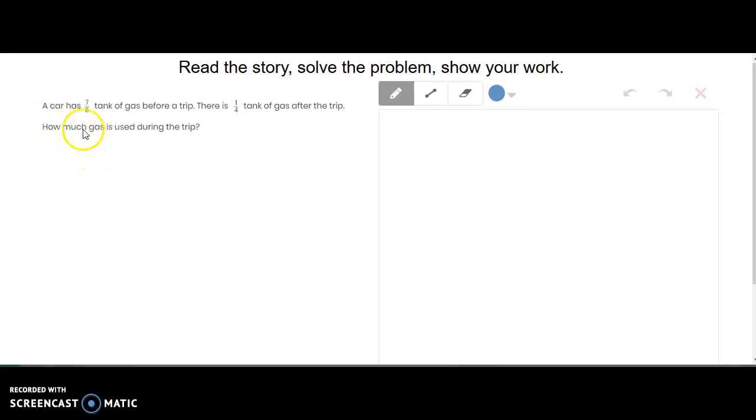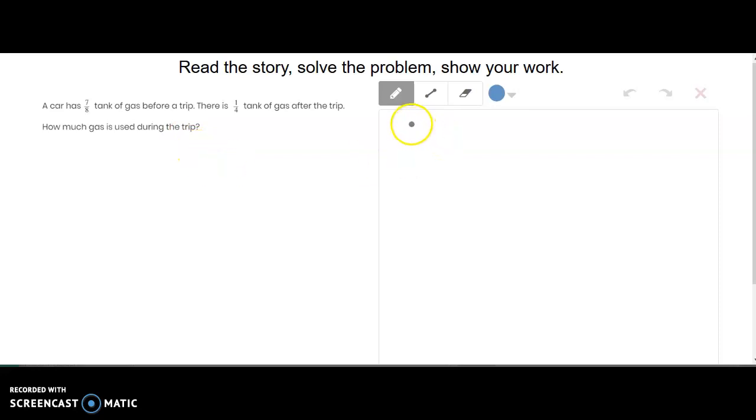All right, boys and girls, here we are with problem number 3. It says to read the story, solve the problem, show your work. A car has 7/8 tank of gas before a trip. There is 1/4 tank of gas after the trip. How much gas is used during the trip?